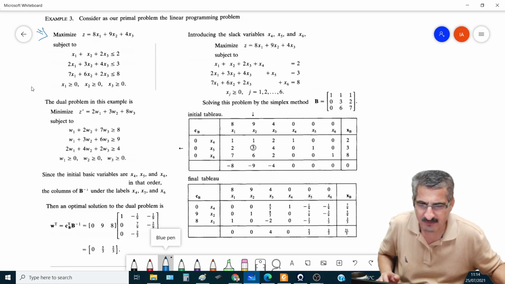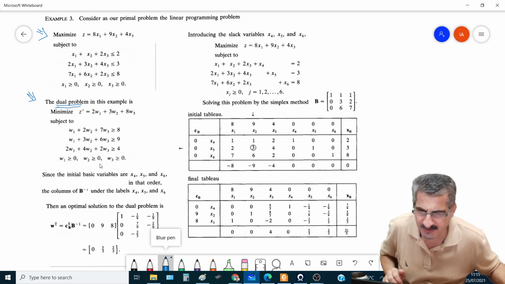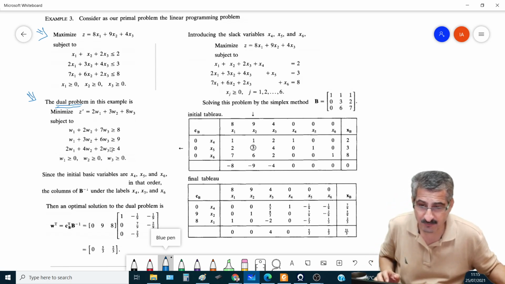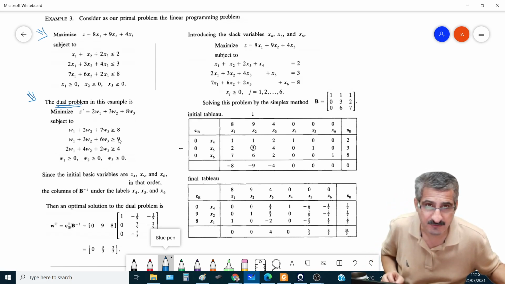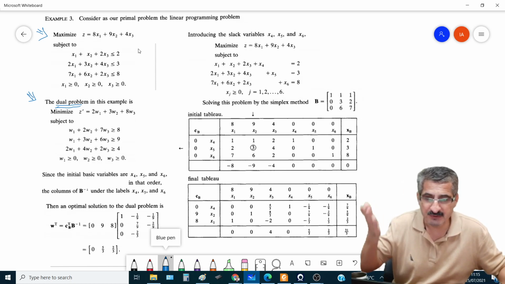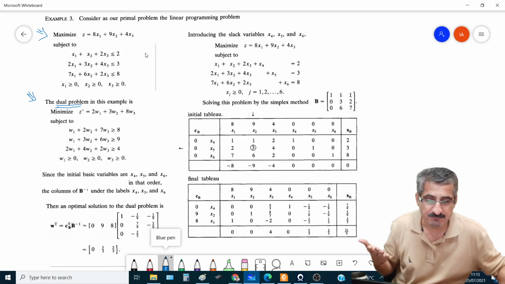Okay. Now we want to know a solution for the dual problem. So this is the dual problem, and it says minimize, as you know. This is the dual problem, right? Okay. And you know how to find it. So we want to find a solution for it. Okay. So we will go to the primal problem and work it out.